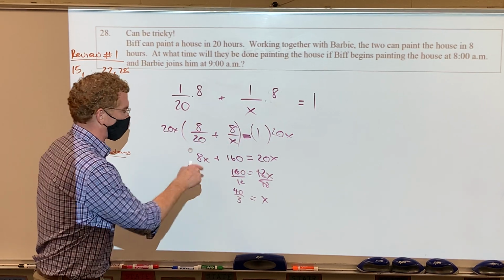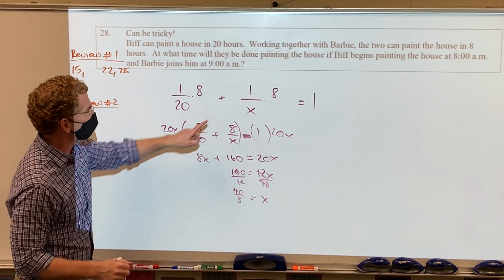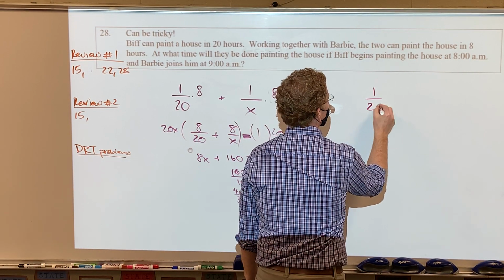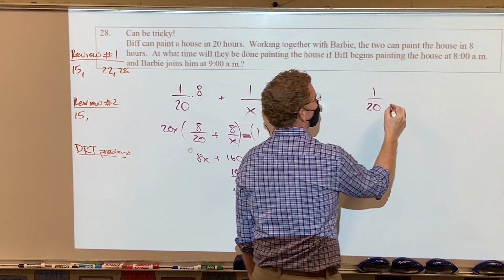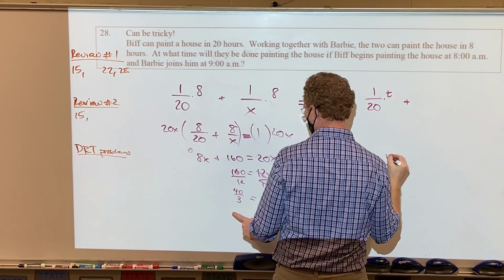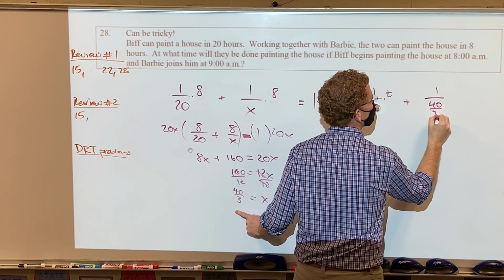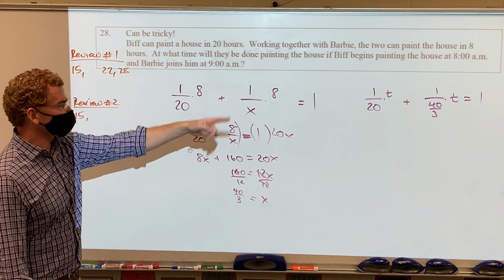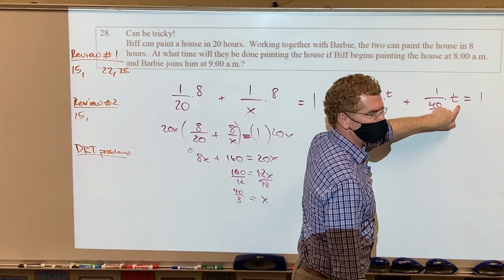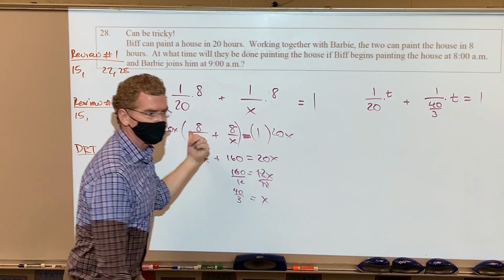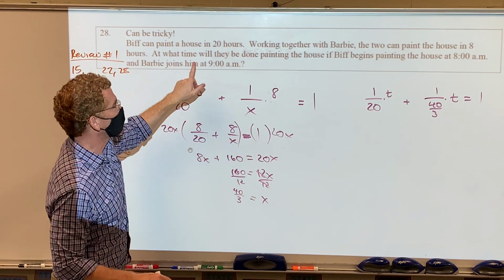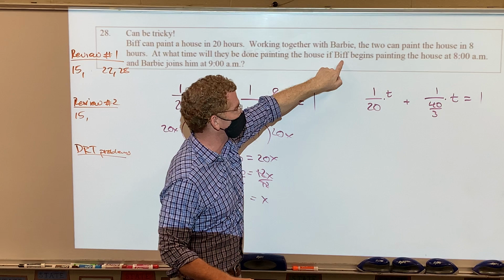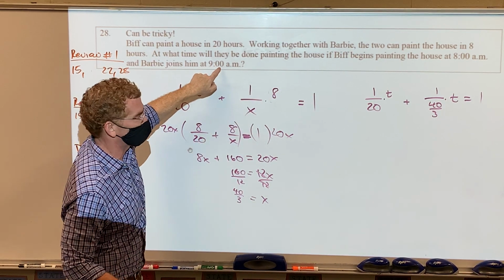And now that I know how long, whatever that is, 13 1/3, now that I know how long it would have taken Barbie to paint the whole house, I can go back and say, all right, if Biff's rate is 1/20th and Barbie's rate is 40 thirds, that's basically how long, if I solved that equation, I would get a time equals 8. That confirms this. But I don't want that. I want to know, okay, it would take them 8 hours working together, but what time would they be done if Biff began at 8 and Barbie joined them an hour later?